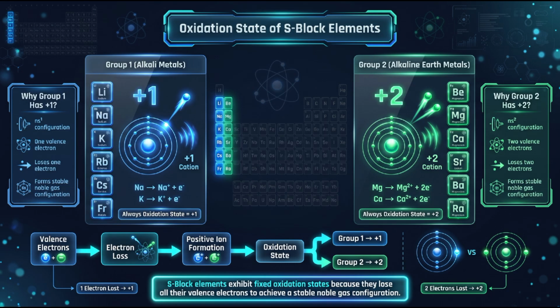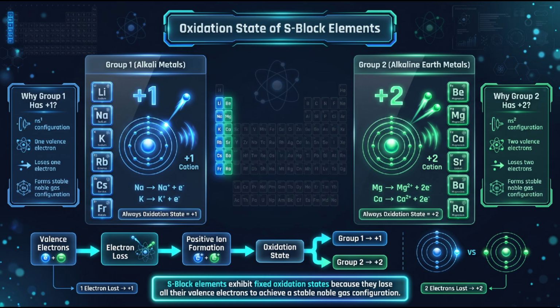Similarly, Ca → Ca2+ + 2e− shows calcium losing 2 electrons to produce a calcium ion. Since 2 electrons are removed, every group 2 atom acquires a charge of +2. Therefore, the oxidation state of all group 2 elements is +2. The image again emphasizes this by stating always oxidation state +2.